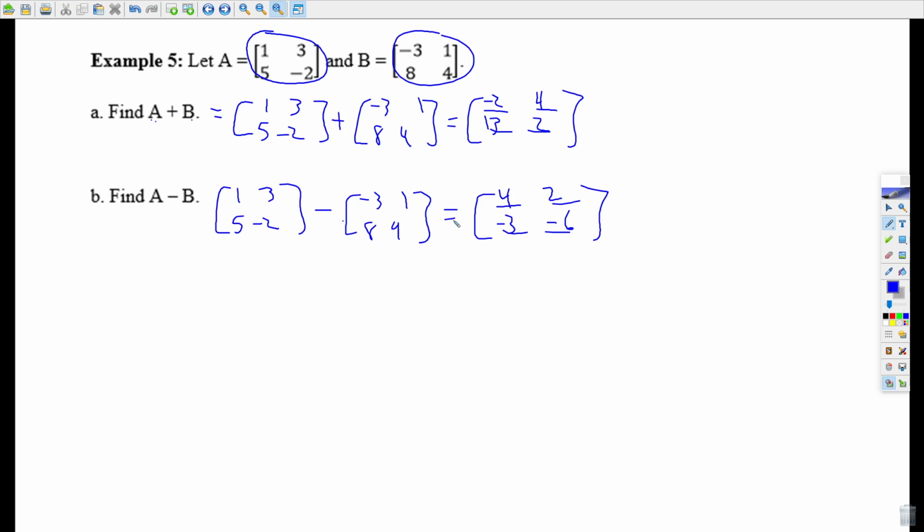And if I went too fast there, make sure you go through and double check and make sure you can do it yourself. My brackets are getting kind of ugly here, which again ends up being 2 by 2 as your output.